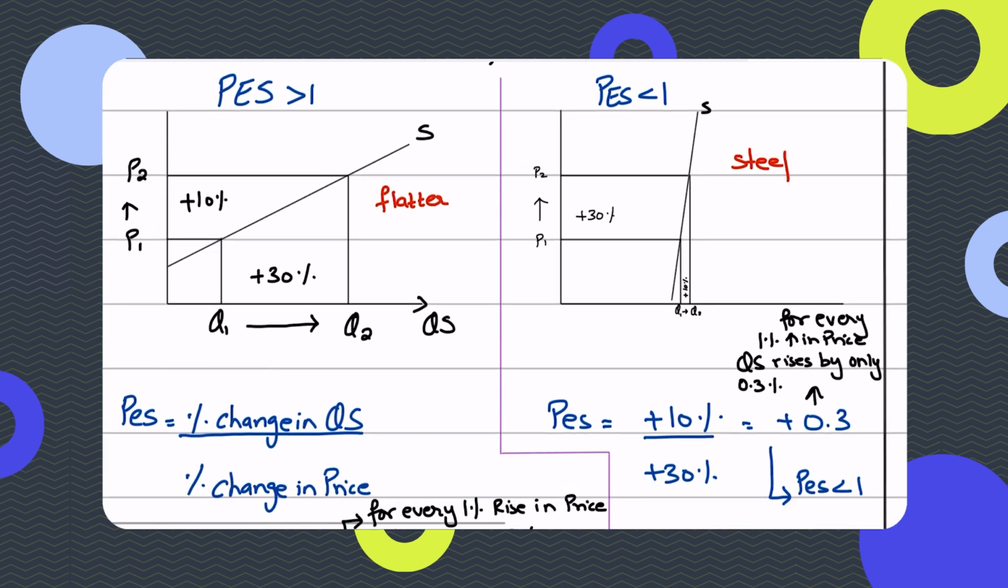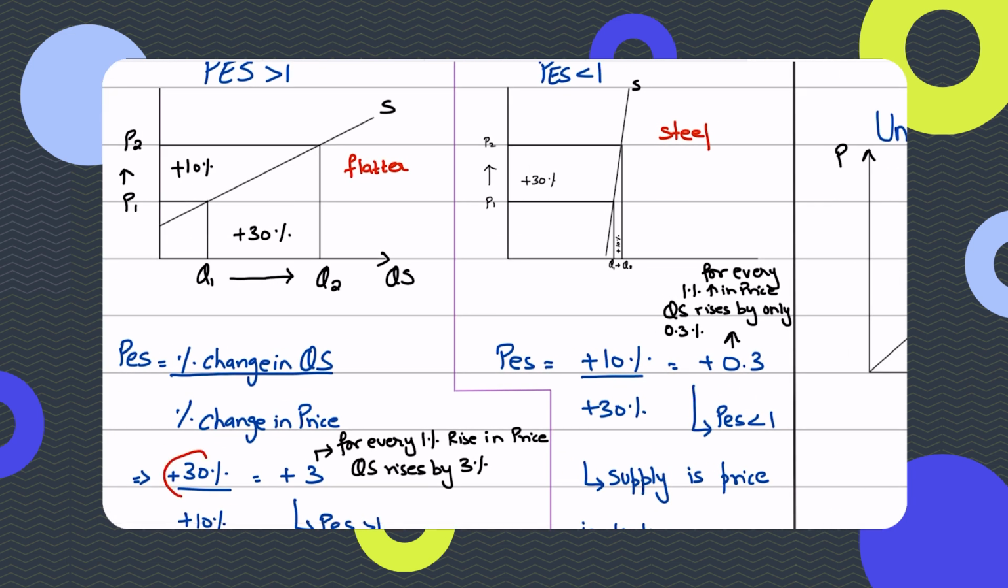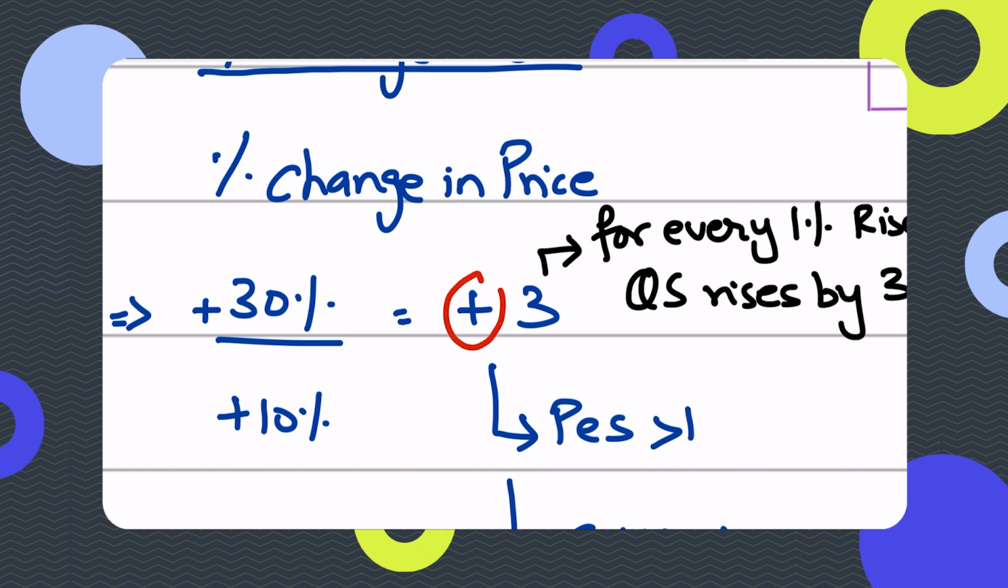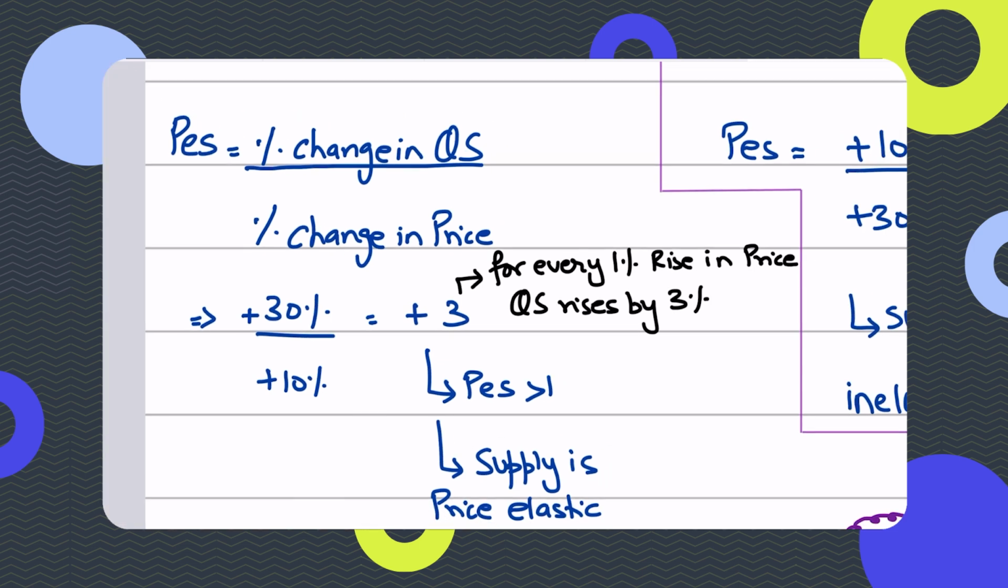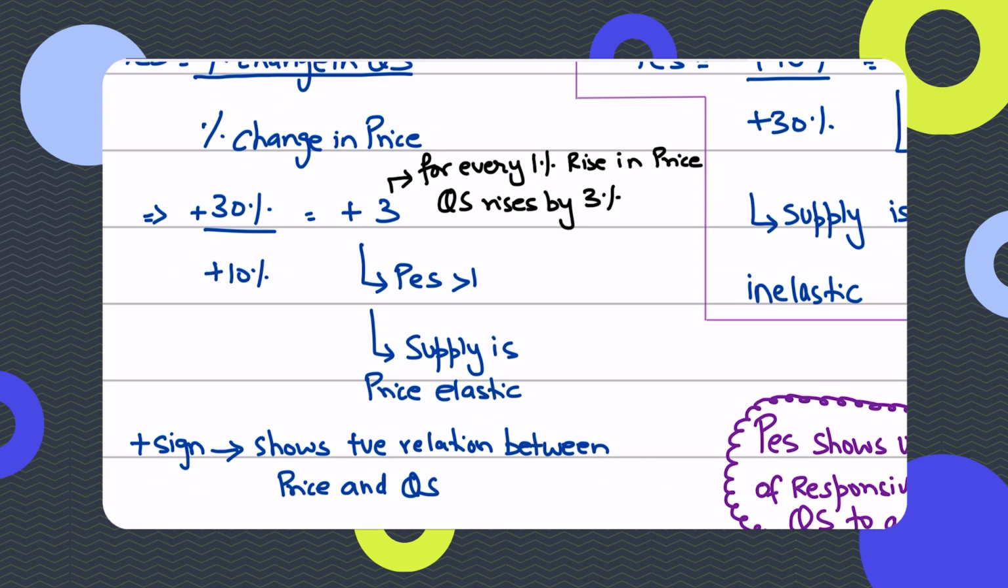So but still, let's put in the values. The quantity supplied is going up by 30%, plus 30% divided by plus 10%, which is the increase in price. So the answer is plus 3. Remember, guys, that the PES will always be a plus sign, because it is showing a positive relation between price and quantity supplied. The sign is just showing the positive relation between price and quantity supplied, right?